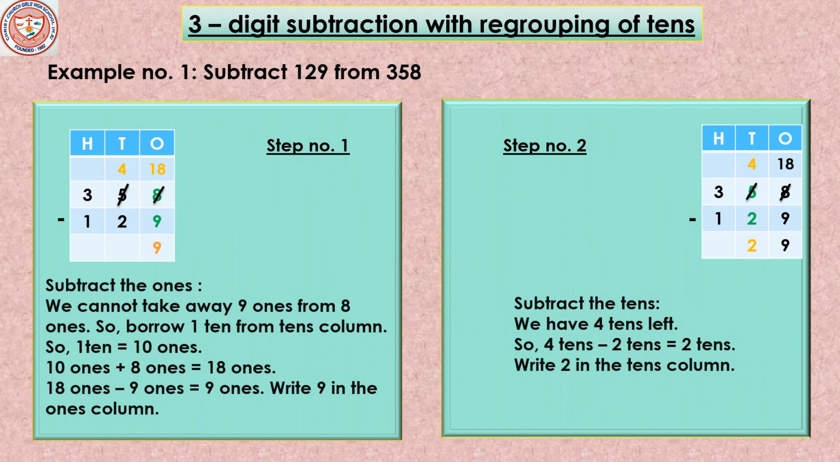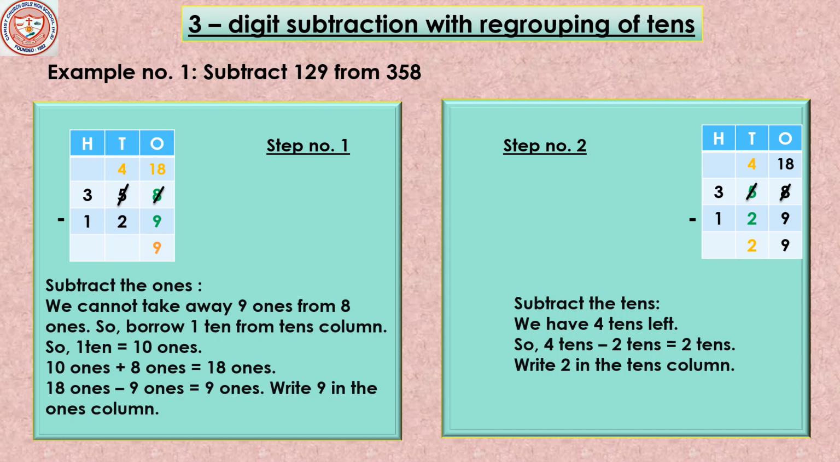Before solving this problem, there are some rules that you have to follow. Write HTO and then write the numbers according to their place value. And never forget to give the subtraction sign, that is the minus sign. Now, you have to follow some steps to solve this problem.